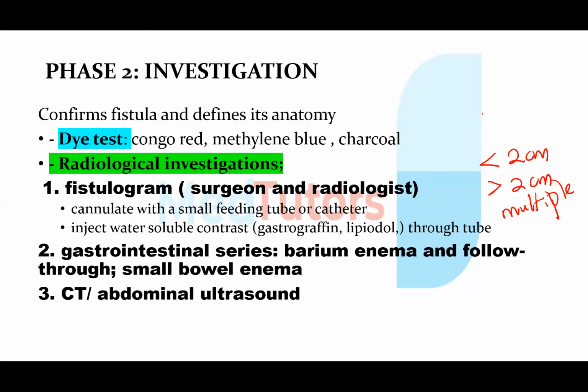You just see discharge coming from multiple openings. So in such case, how will you cannulate and administer your contrast? In such situations, you can do a gastrointestinal series using barium. You can do a barium meal and follow through, or a barium enema. When you are thinking of a proximal fistula, you do a barium meal and follow through. It will outline the stomach and the small intestine.